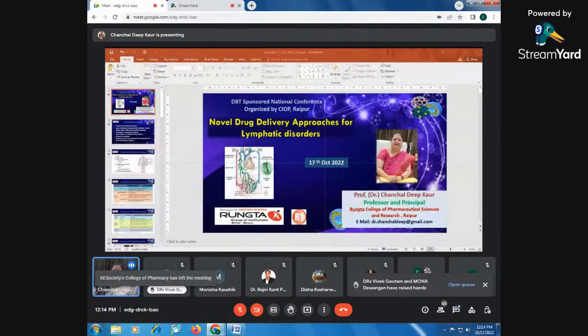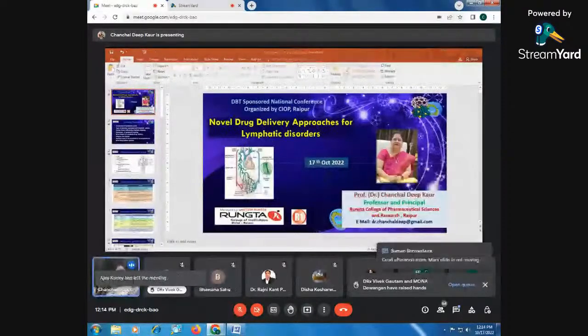Then lymphangitis is inflammation of the lymph vessel. Adenopathy is lymph node enlargement. In this, lymph nodes are enlarged. Next, you can see lymphatic filariasis, which is also called elephantiasis. See here, lymphedema, lymphocytosis. We will see them in detail also.